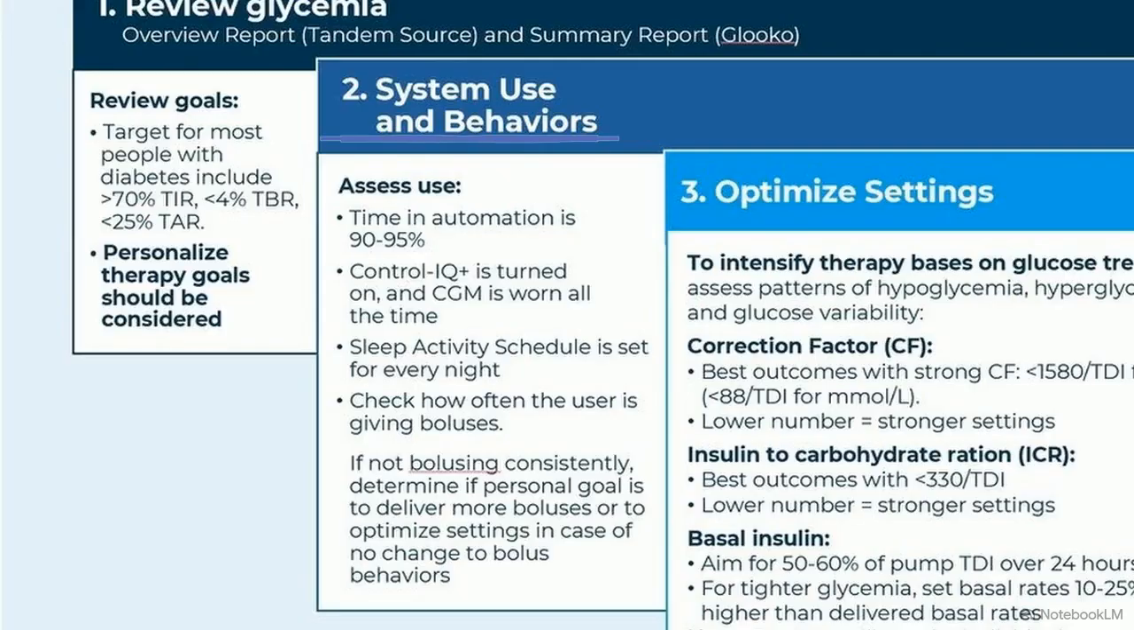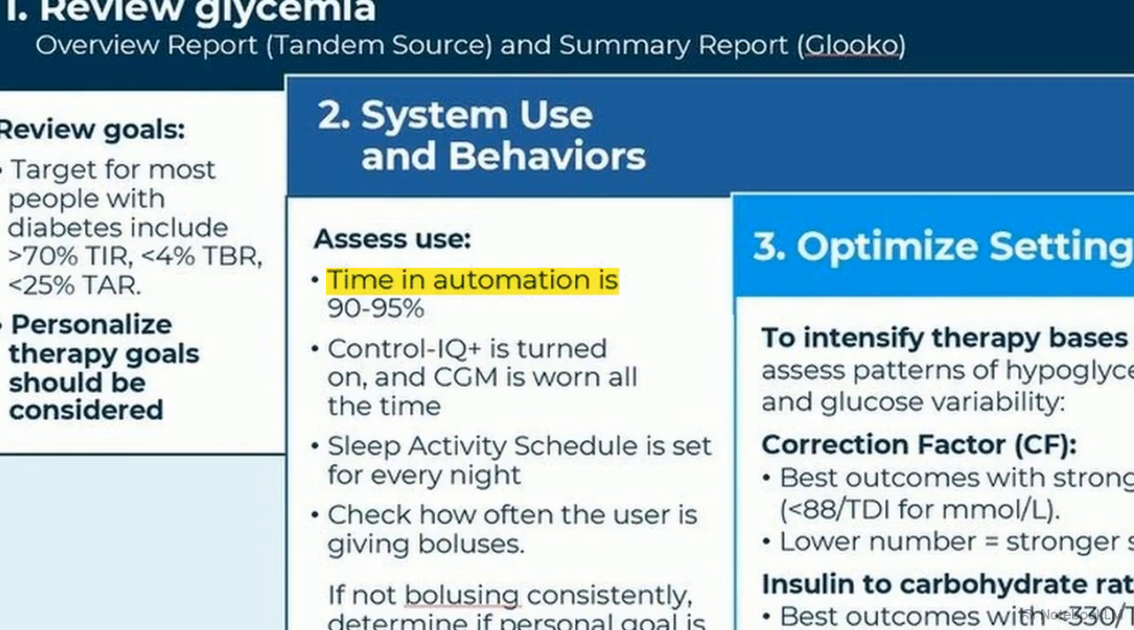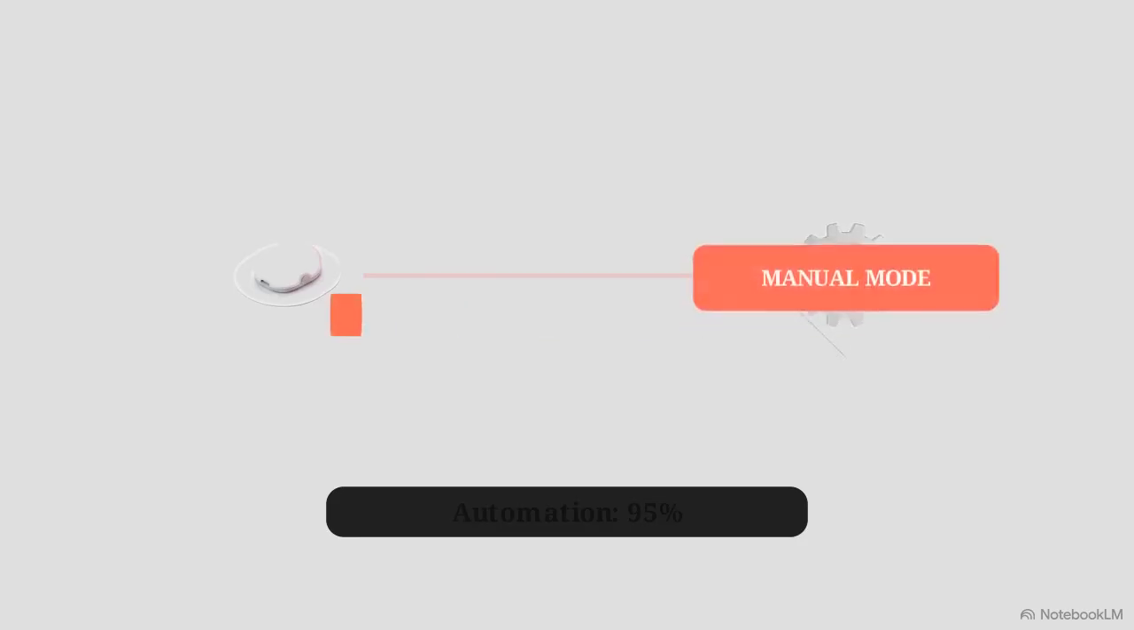Moving to the middle section of the diagram, we reach step 2. Before altering a single mathematical setting in the pump, we must determine if the system is actually being used as intended. We check the time in automation, which tells us how often the pump is operating in closed-loop mode. For the algorithm to be effective, this must be sustained at 90 to 95%. Frequent gaps in wear consistency cut off the data supply. Without a continuous stream of sensor readings, the pump is forced to revert to manual mode, neutralizing all automated adjustments and leaving the patient unprotected.